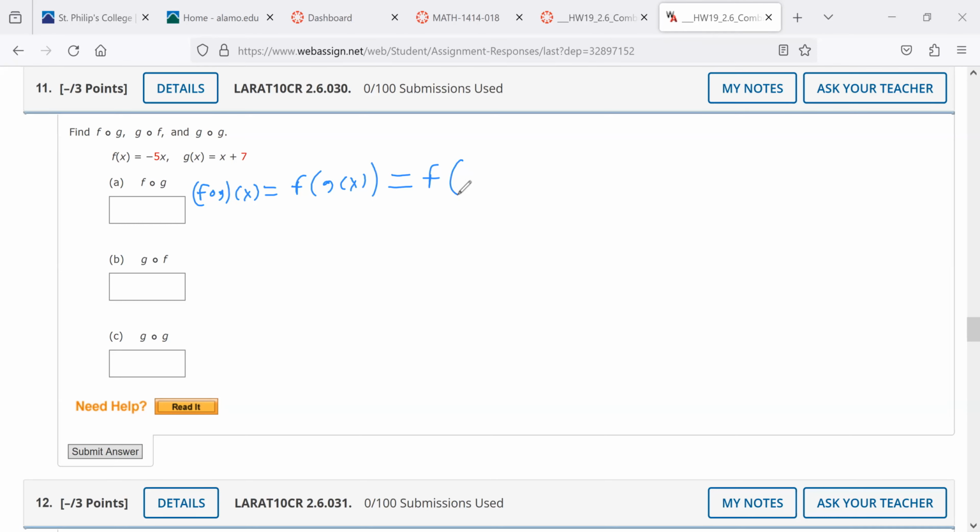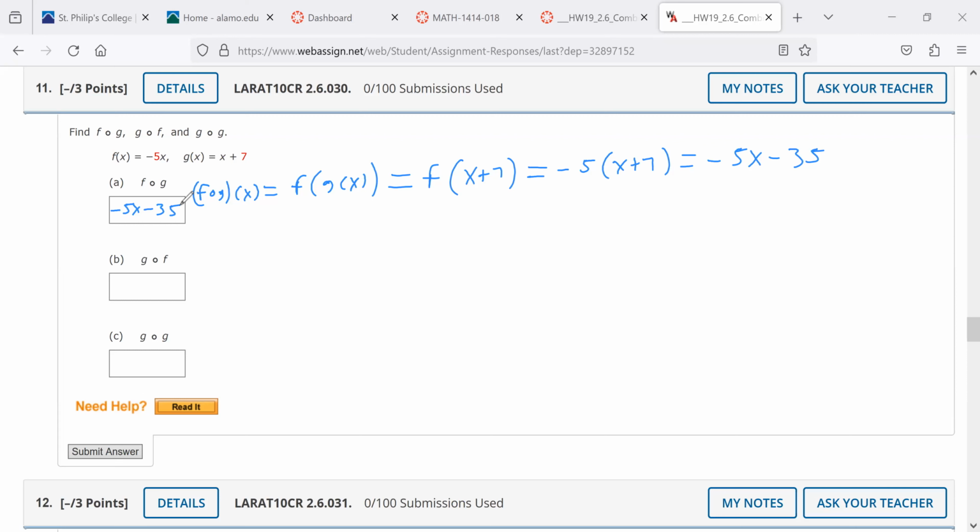G is x plus 7. F is -5 times your input. So that would be -5 times x plus 7, that'd be -5x minus 35. So that is f of g. The composed function would be -5x minus 35.